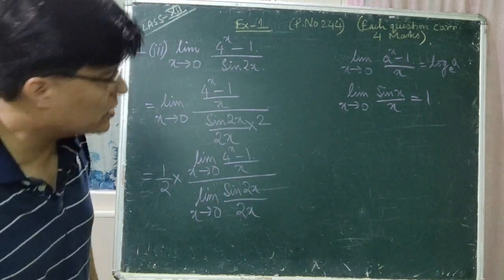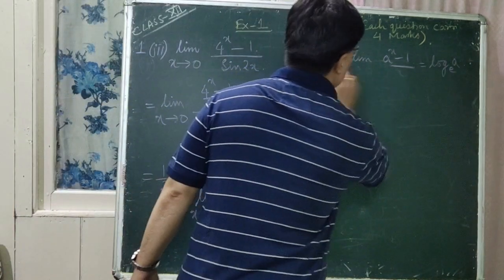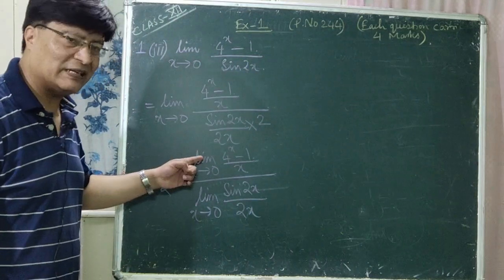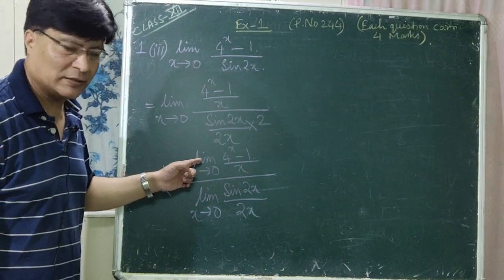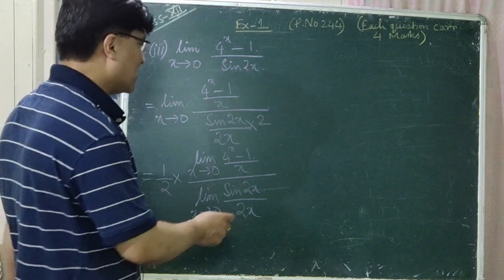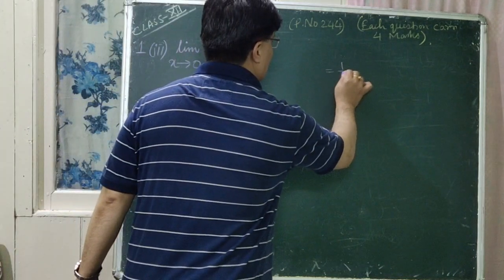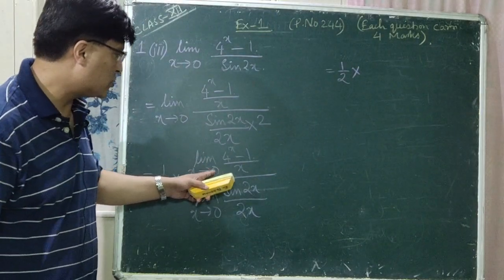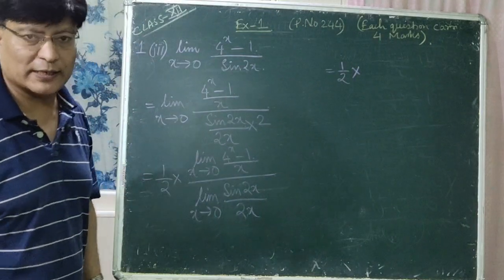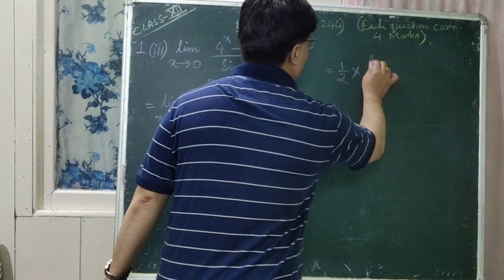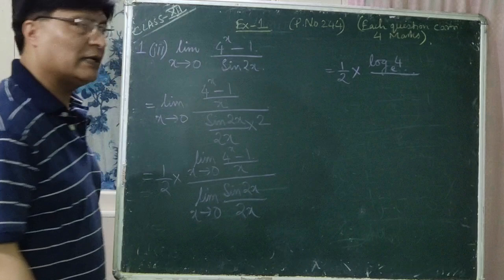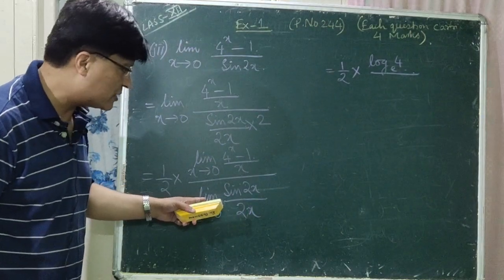Now you can use this standard form. So what is the value for the limit which is in the numerator? This is the standard form, which is equal to half into limit x tends to 0, 4 to the power x minus 1 whole divided by x. That is your log 4 base e. Log 4 base e divided by, in the denominator, what is the value of this limit?